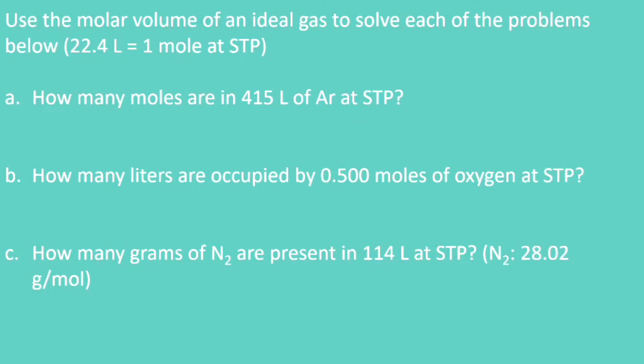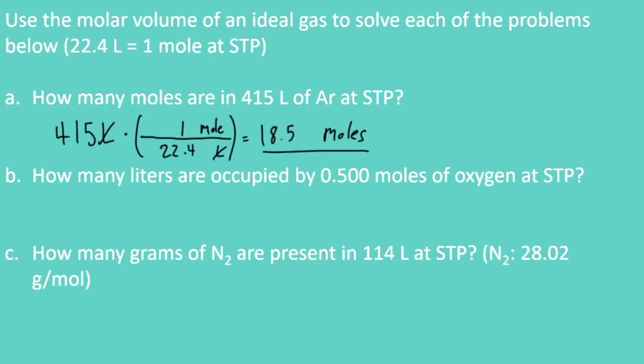Well, for A, we're given liters, and we're asked for moles. So we're going to start by writing down 415 liters. And we know we want to go to moles. And so what that means is we're going to put liters on the bottom and moles up top. Liters will cancel out, giving us moles. What numbers do I plug in? Well, 22.4 goes with liters, and 1 goes with moles. When I do that and round to 3 sig figs, I'll get 18.5. So that's how many moles there are in 415 liters. So what looked like an ideal gas law problem that might have taken a long time, we can do really quickly.